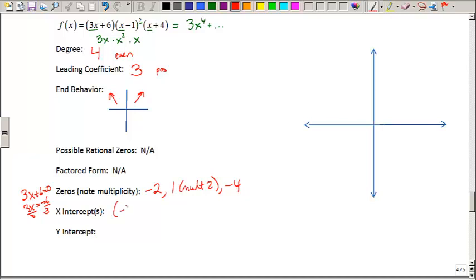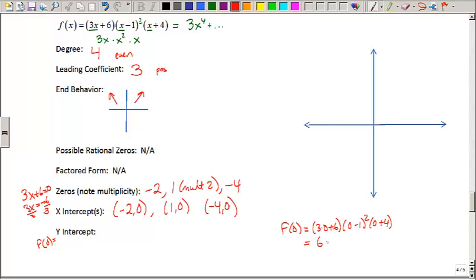To get the x-intercepts, I just take my zeros and write them as an ordered pair. And then to find the y-intercept, I evaluate f at 0. And I always go back to my original function. Which in this case happens to be 0 plus 6, times 0 minus 1, which is negative 1 squared, is 1, and 0 plus 4 is 4. When I multiply that all out, f of 0 is 24. So my y-intercept is 0, 24.